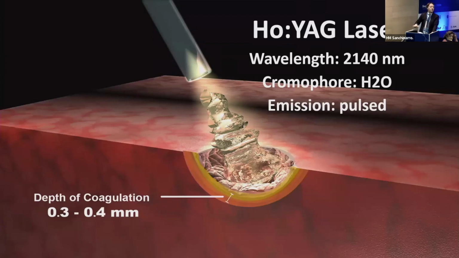And holmium is a pulsed emission. We don't have any continuous holmium, so it's always pulsed. And any one of us, as a good urologist, knows that the big application of holmium is with stone, because we break stone with the pneumatic effect and the wavelength that holmium delivers to the stone.